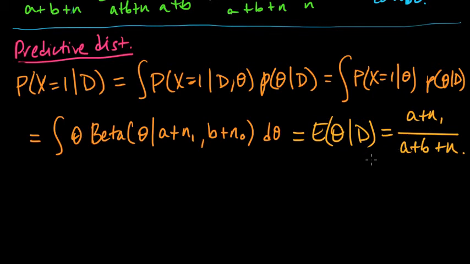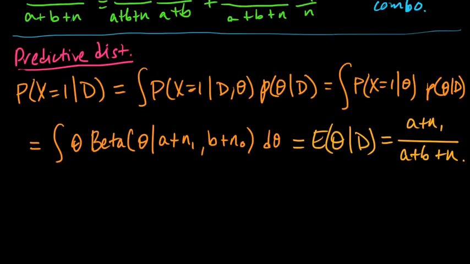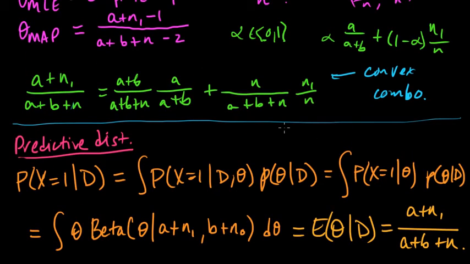So this says that the probability of getting heads after seeing all this data is just this. We were thinking about it in this way. This is the same thing that we just wrote as the convex combination. The probability of getting heads after seeing all this data is a convex combination of the MLE. You can think about it as the MLE modified by our prior mean.